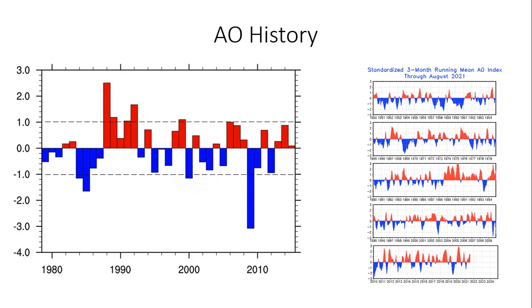The graphic on the right is just a summary of the standardized 3-month running mean AO index through August of 2021. Again, the blue spikes on the graphic on the right indicate negative AOs, and the red spikes pointing upward indicate positive AOs. So there's a lot of ups and downs in the Arctic oscillation. Just wanted to give you a feel for how these trends occur and what they look like.